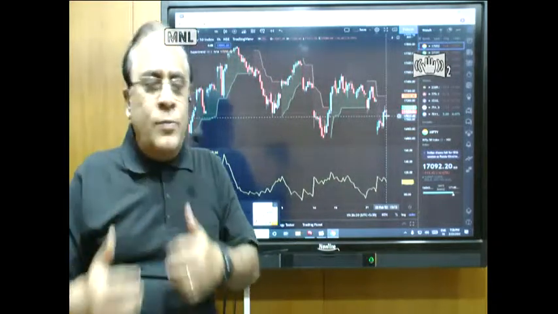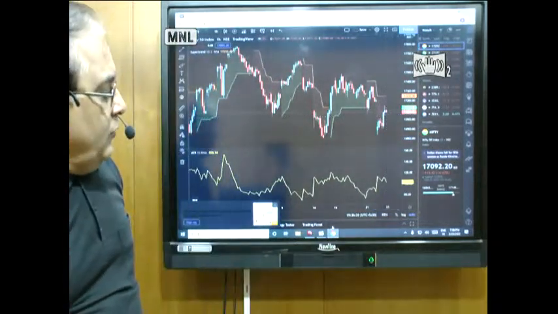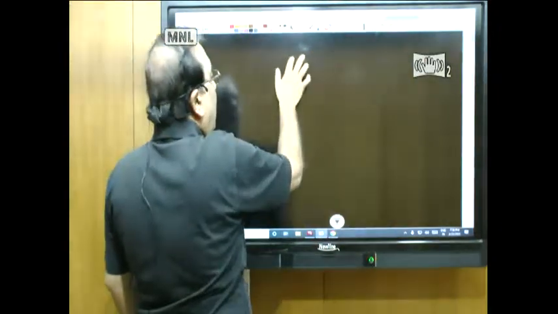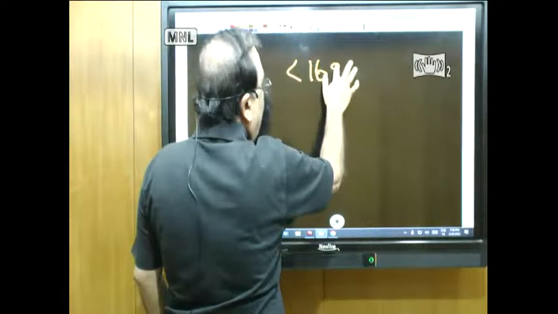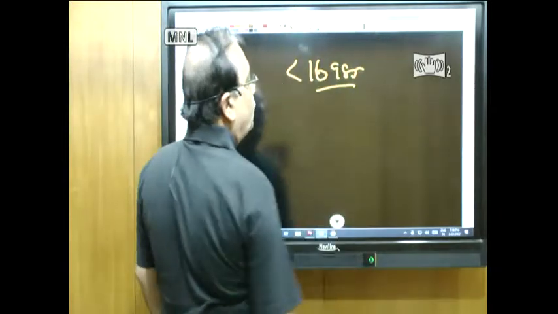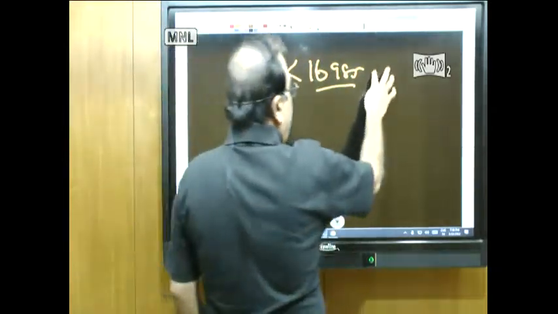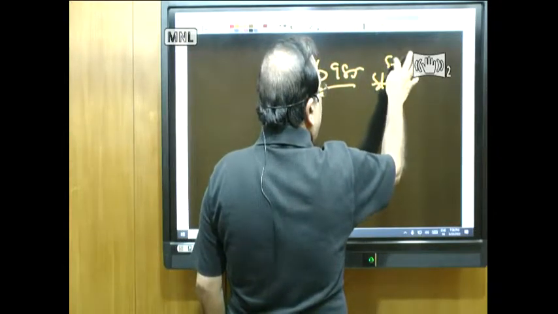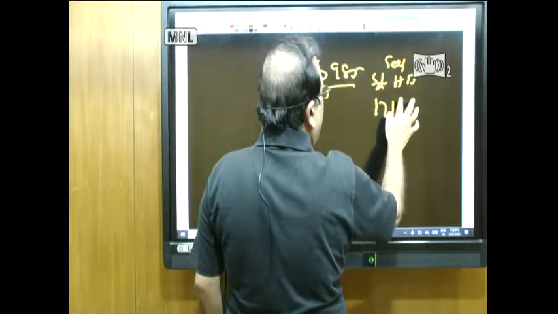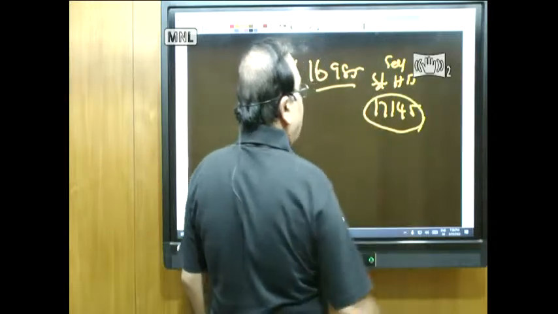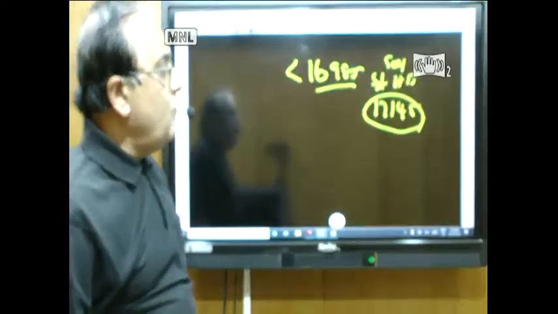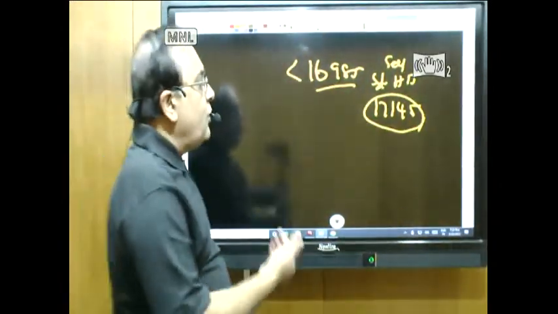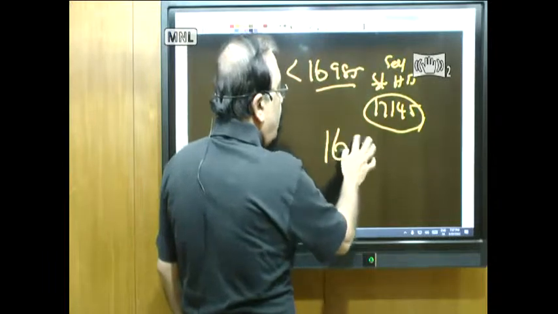So the short position tomorrow on an hourly basis will come like this, that is below 16,985. If the first hour closes below 16,985, then it becomes a sell hit, with 17,145 as a stop loss. Okay. So then it will start going down back to 16,840 levels.